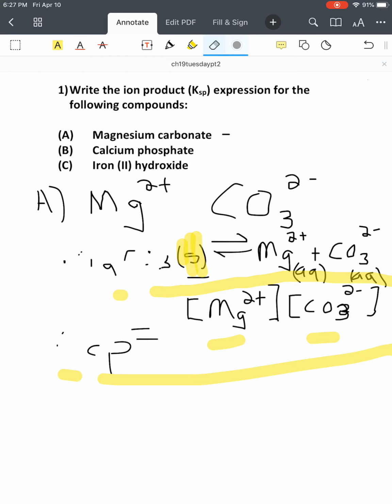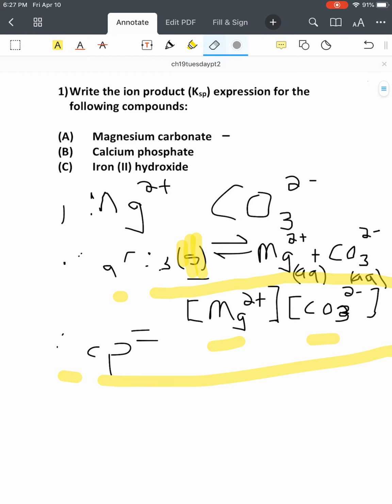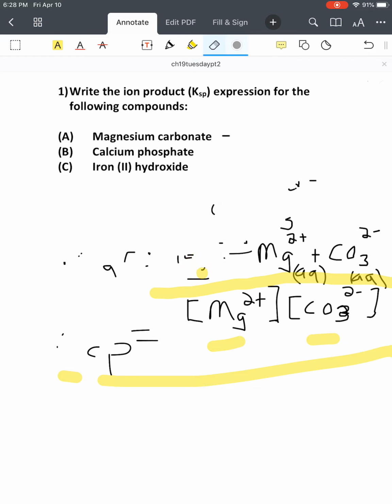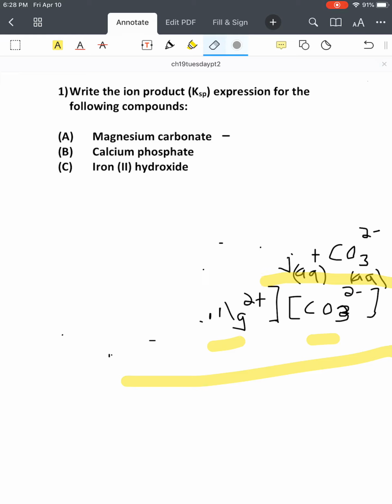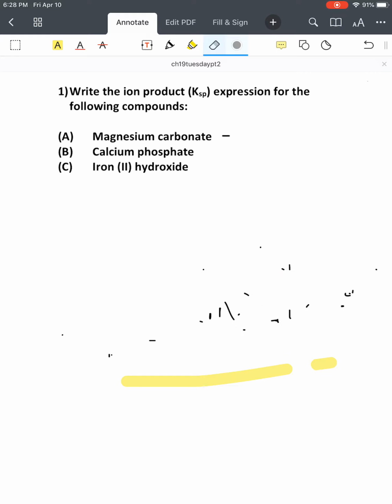Let me erase all this and start over, see if we can have better luck potentially here with item B. So in item B, we have a different ionic compound. It looks like it's calcium phosphate, correct? And you see a common theme here is that you have to do what? You have to know your polyatomic ions. Boy, if we don't know our polyatomic ions, we're in a little bit of trouble, aren't we? We have to know how to write our ionic compound equations.